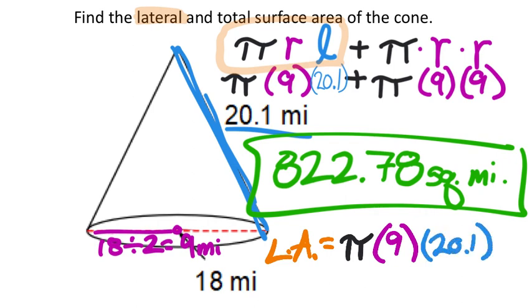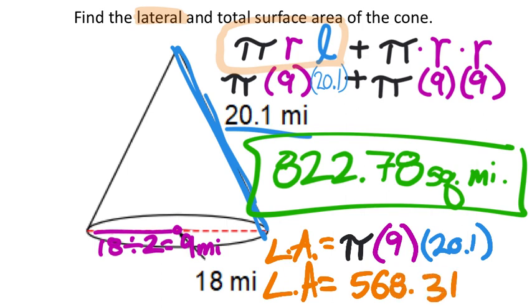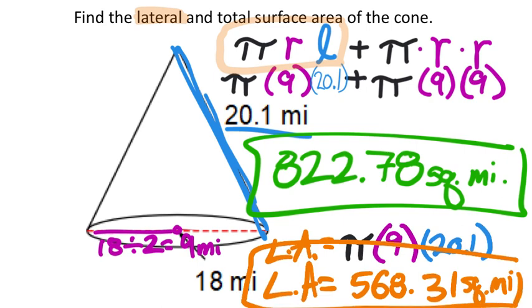And again, I'm just going to type this directly into the calculator, pi times 9 times 20.1, and I get the lateral area of 568.314111. So again, I'm going to round to the nearest hundredth, 0.31 there. And again, we need to label this in square miles. There we go.